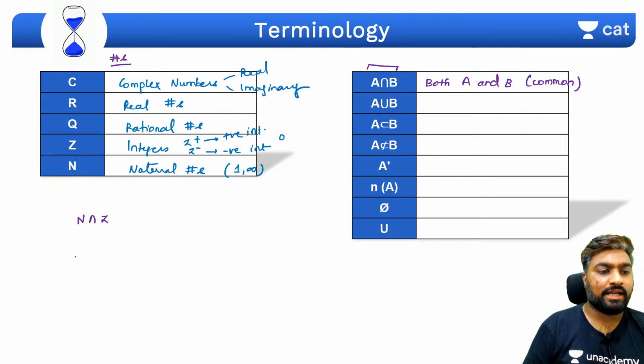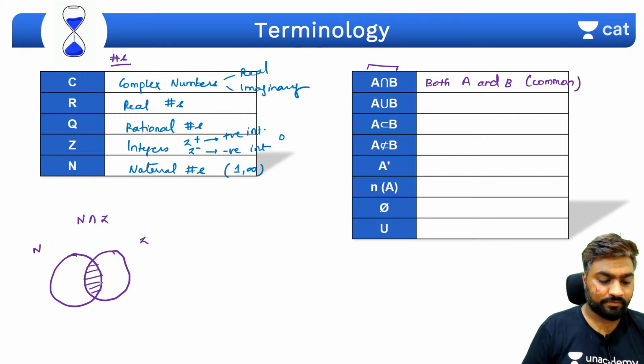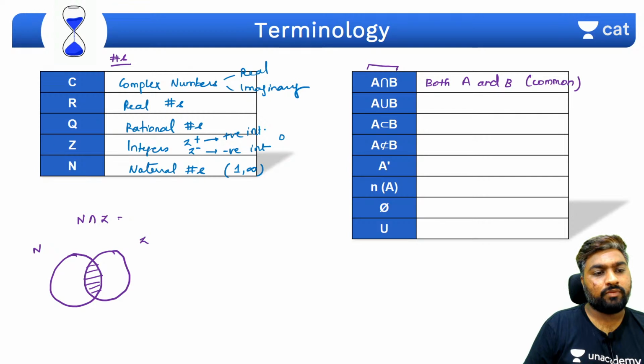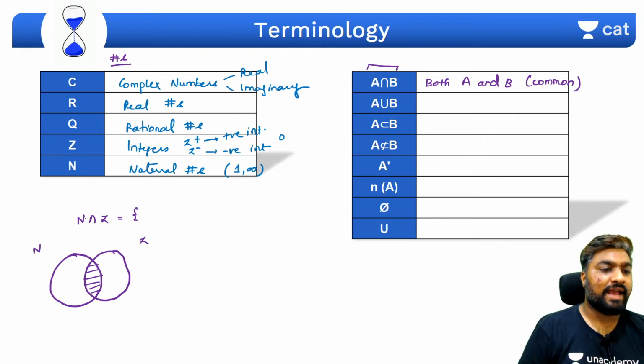This set N will contain all the natural numbers. This is a set of all integers. What will be common between natural numbers and integers? Can you quickly tell me what would be the terms that would be part of N intersection Z?